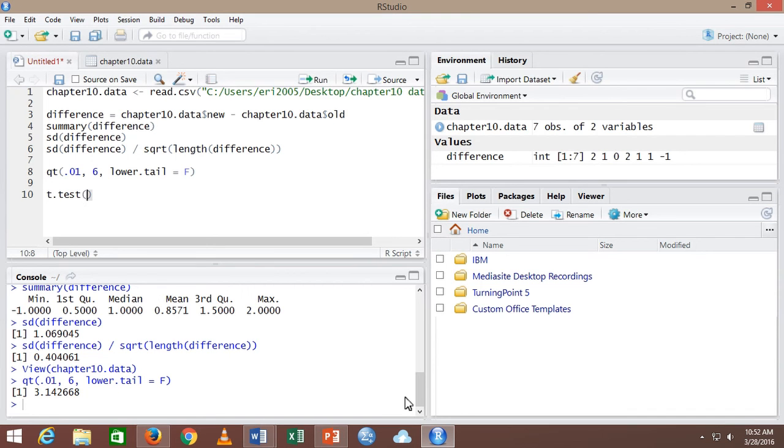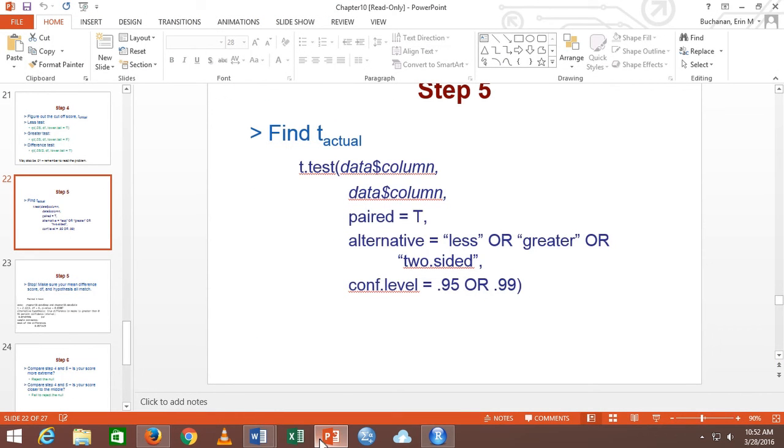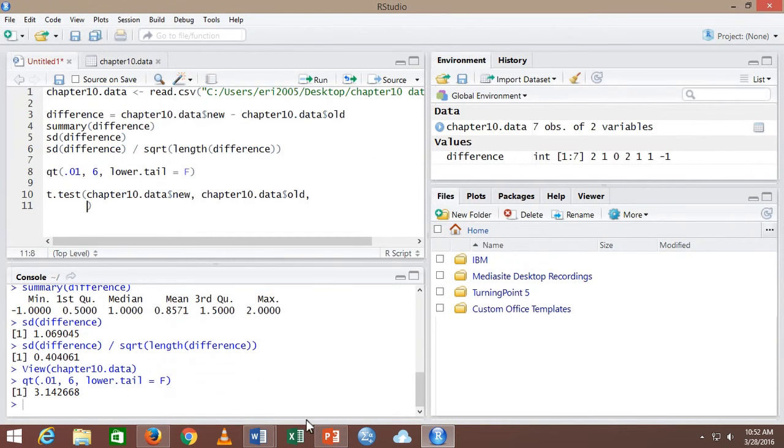So let's do T.test. We're going to go back to the original data set in the same order that we did this step. So our chapter 10, I'm going to use new column first, and then it'll subtract in the same order, and then do old. So I did the order exactly the same as I did this difference score thing. And then last week, we did mu equals 0, but that's assumed, so we're going to drop that. Then we've got this paired equals true.